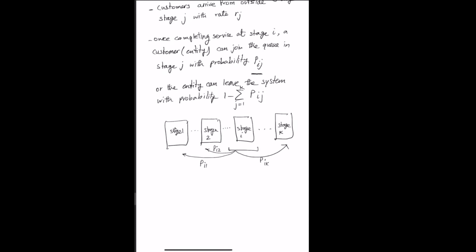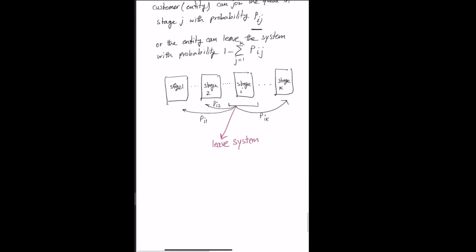So in that scenario, if the entity is done at stage i and wants to leave the system, what would be the probability that that scenario happens? The entity is done at stage i, and the entity wants to leave the system. That's the 1 minus sigma.